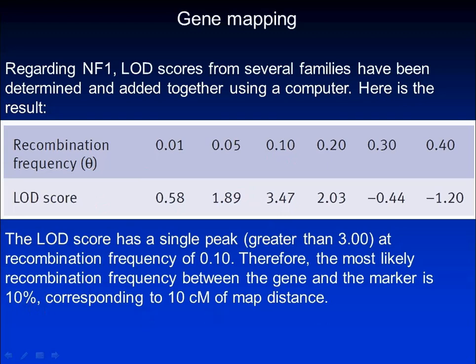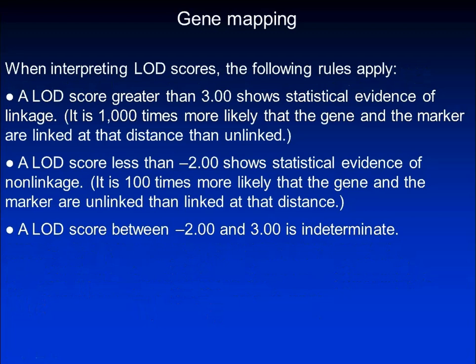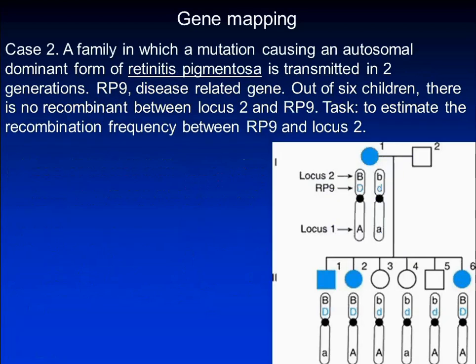When interpreting LOD scores, the following rules apply. A LOD score greater than 3.0 shows statistical evidence of linkage. A LOD score less than -2 shows statistical evidence of non-linkage. With a LOD score between -2 and 3, the linkage state is indeterminate.